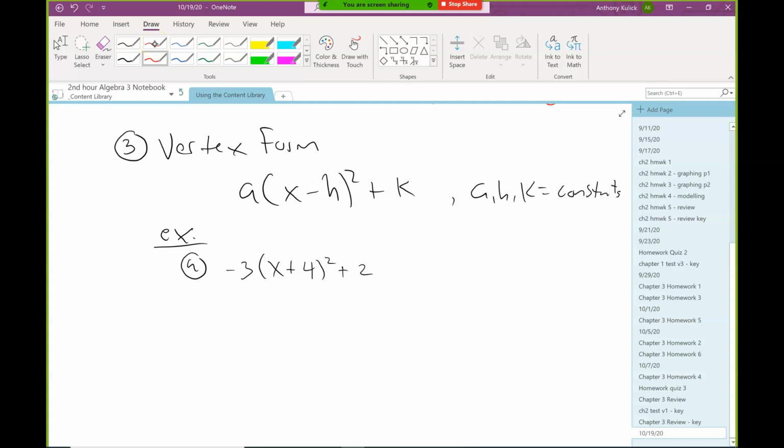Is everybody okay with that? Notice the h is that same tricky thing where we had a negative sign in the formula, so the h is always the opposite of whatever it appears. Sound good? Good.